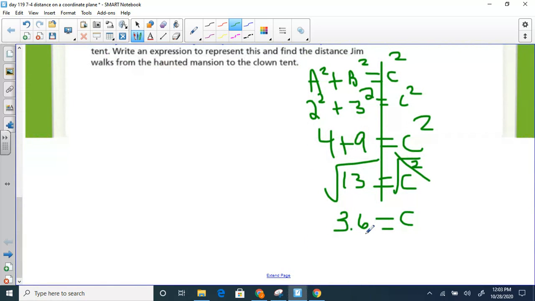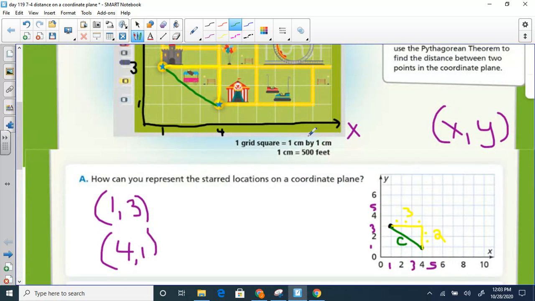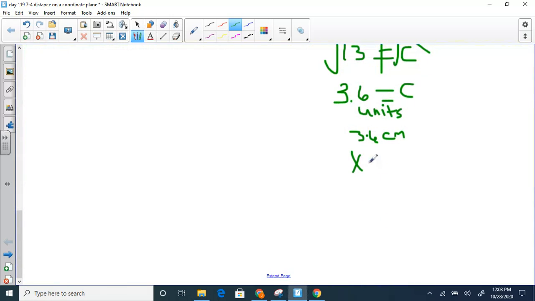So I know that this would be 3.6 units. And I know those units, each one would be 3.6 centimeters. And I know that each centimeter is, let me go back up here one more time, 500 feet. So each one of those centimeters is 500 feet. So what I want to do is multiply that by 500. So 3.6, 3 6/10 times 500 gives me 1,800, and I believe that was feet.